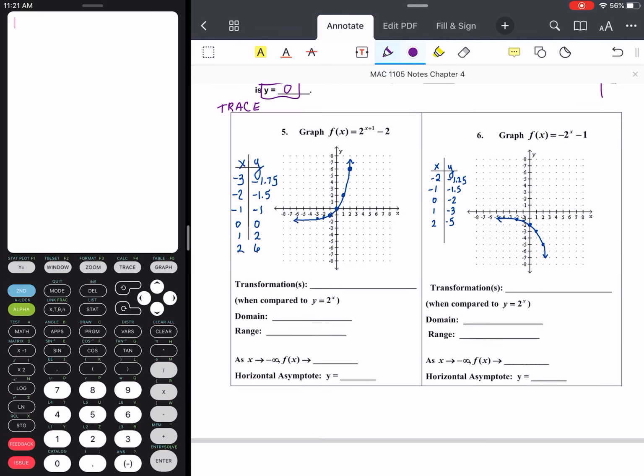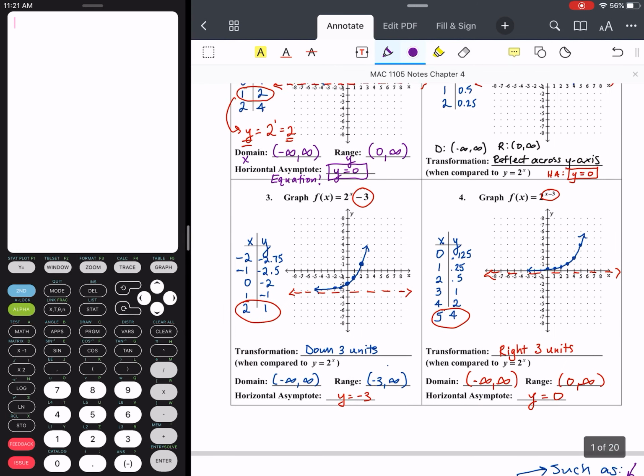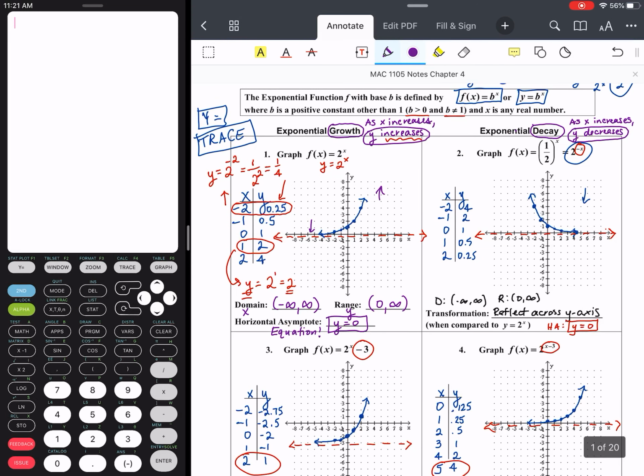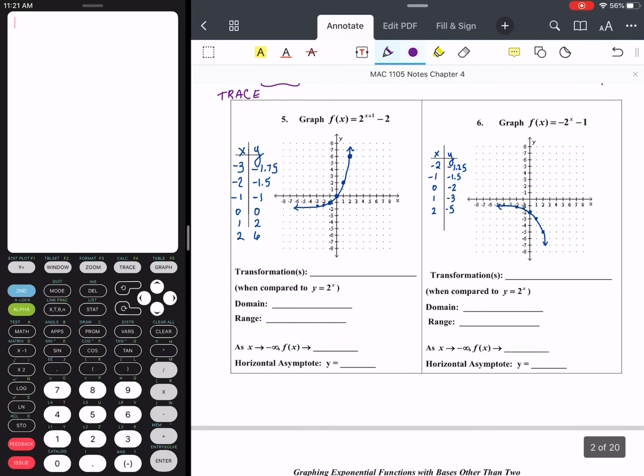Looking at some other examples of functions, remember before we looked at our function f of x equals 2 to the power x in example number 1. We got this xy table and graphed this function. Riffing off of this basic function, we're going to transform it a little. In example number 5, we want to graph f of x equals 2 to the power x plus 1, minus 2. To graph this, I'm going to use my y equals button on my graphing calculator.